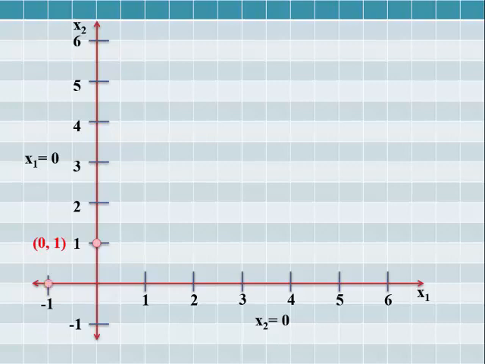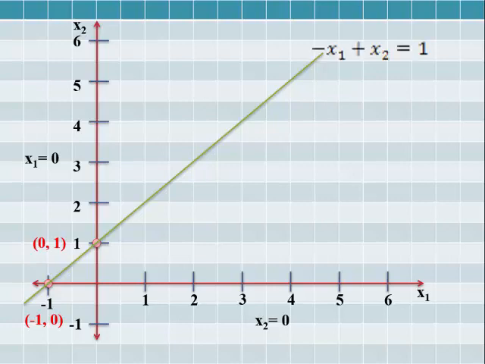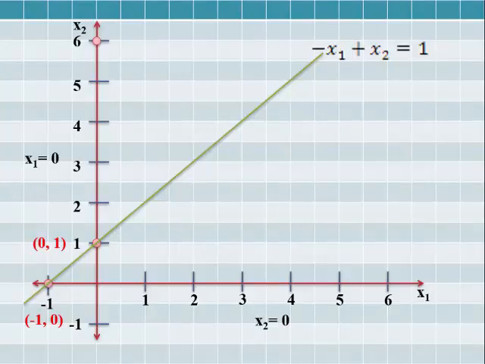So to draw the first line, that is minus x1 plus x2 is equal to 1, already we have identified 2 points, that is 0, 1 and minus 1, 0. So we can mark this in the graph. So this is 0, 1 and this point is minus 1, 0. So by joining these 2 points we can get the first line, that is minus x1 plus x2 is equal to 1. Okay, so now to draw the second line, that is 6x1 plus 4x2 is equal to 24. Already we have identified 2 points for drawing this line, that is 0, 6 and 4, 0. So this is 0, 6 and this point is 4, 0. So by joining these 2 points we can get the second line, that is 6x1 plus 4x2 is equal to 24.